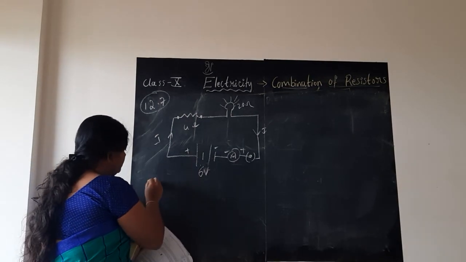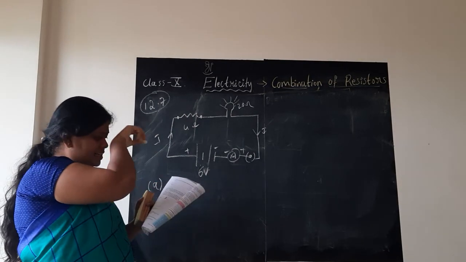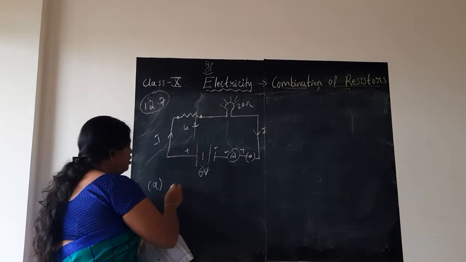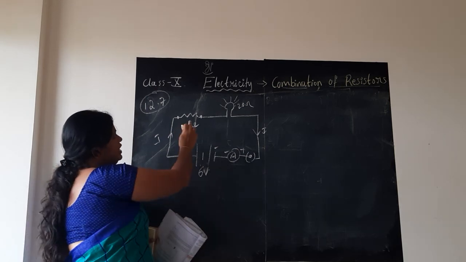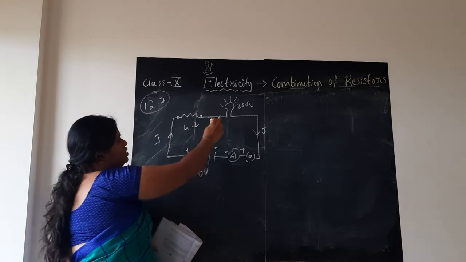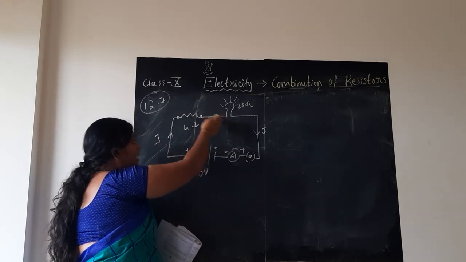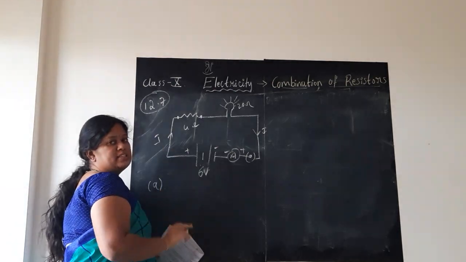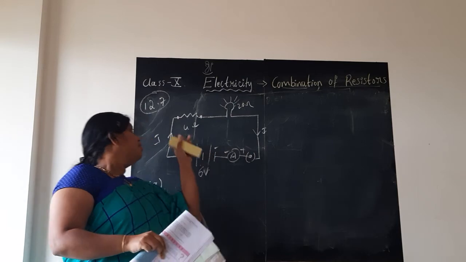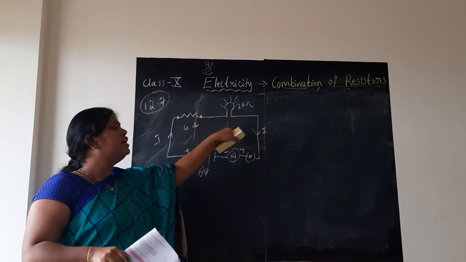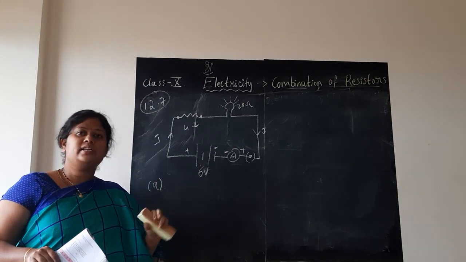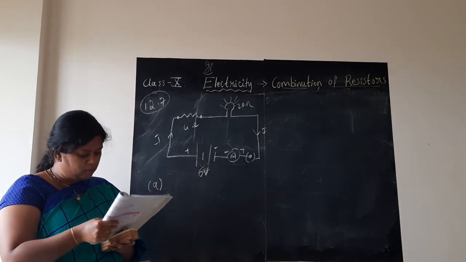Calculate the first part. What is asked in the first part? Calculate the total resistance of the circuit. In order to find the total resistance, see here, the resistance of this bulb and the conductor we need to find out. The bulb and the conductor are connected one beside the other, which means they are connected in series. Like that you should analyze the problem, children. Once you know they are connected one beside the other, then you should apply the formula for series. In the question, they will not mention whether it is a series or parallel connection. You should find it out yourself.